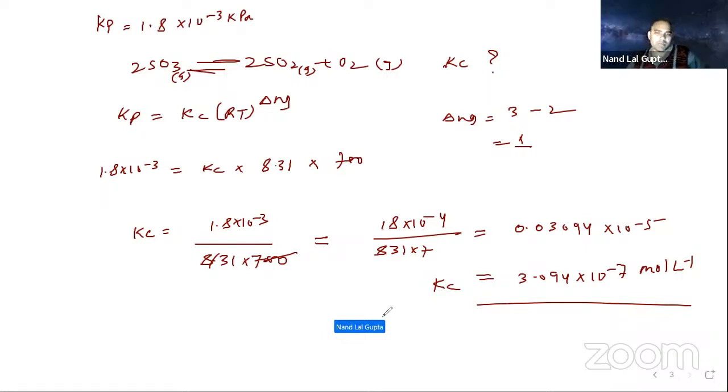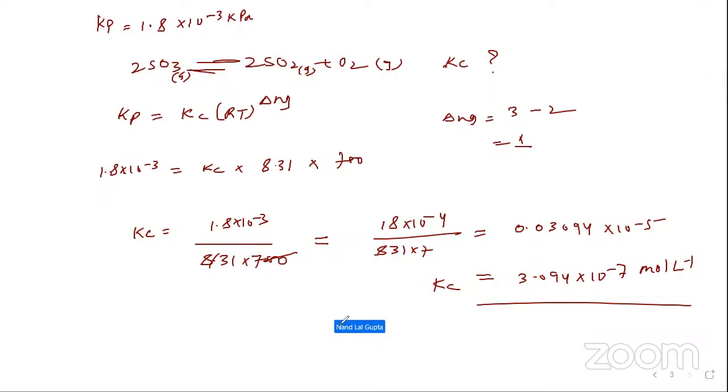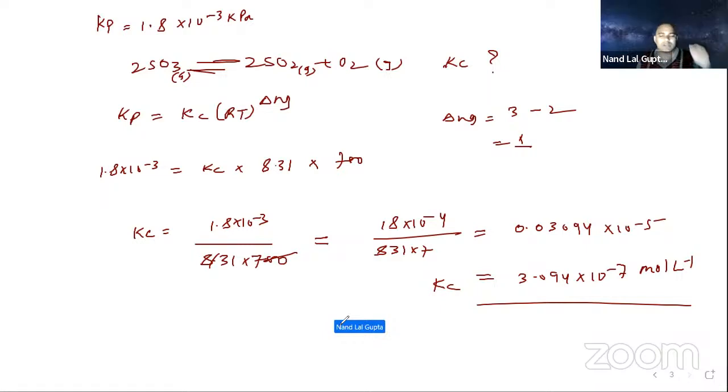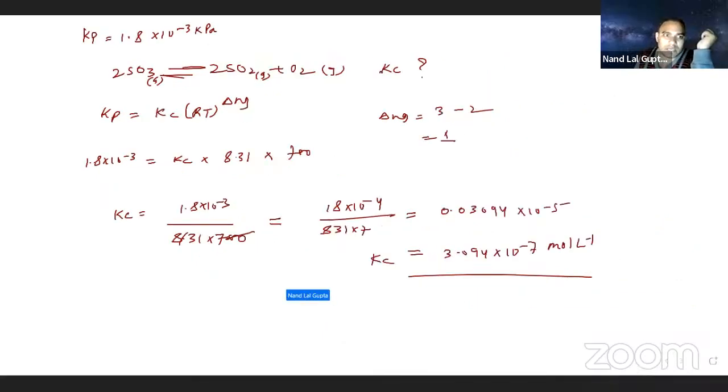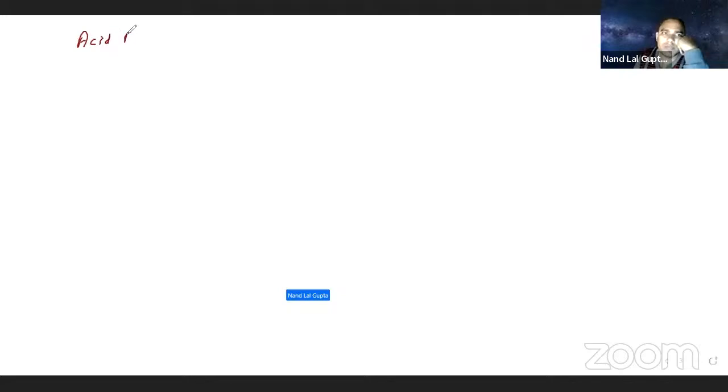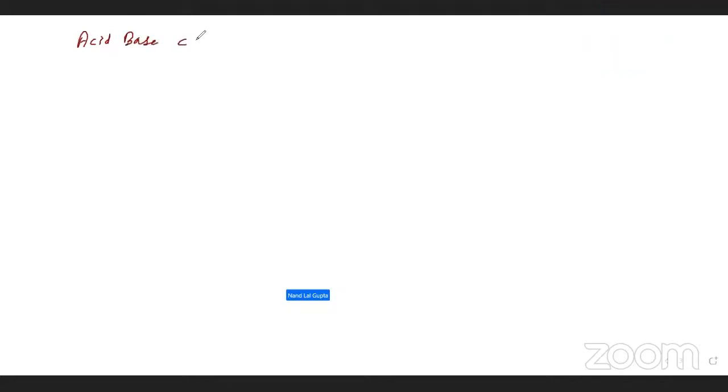So this is all about the chemical equilibrium. What we have to do next is go for the ionic equilibrium also. So the next topic, what you said, is the acid-base concept. Can we move to that one? Yes, sir. Now, acid-base concept.